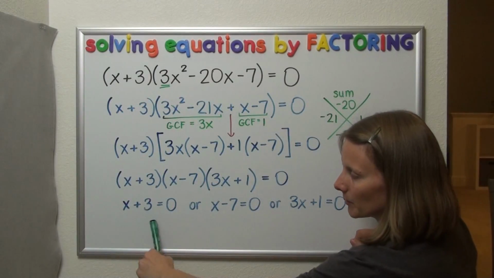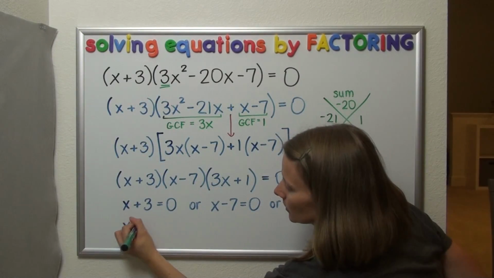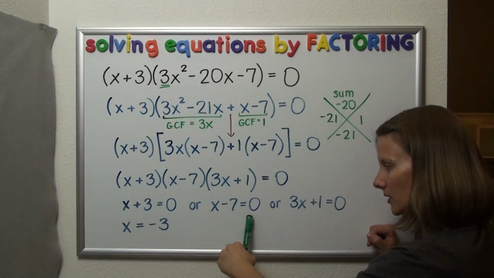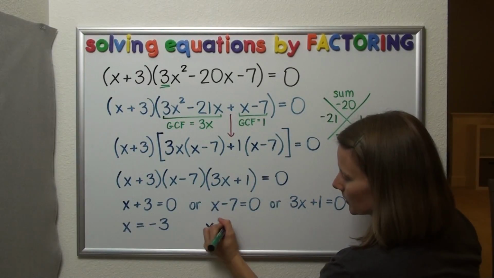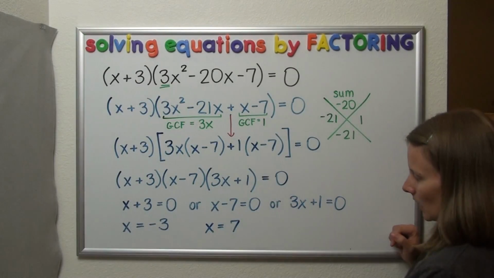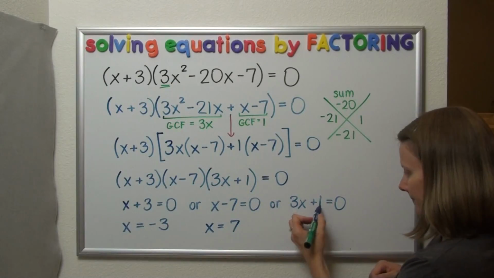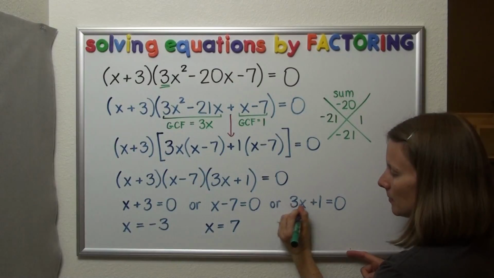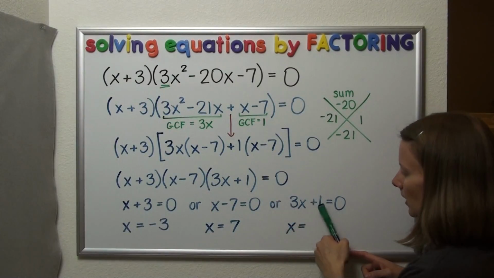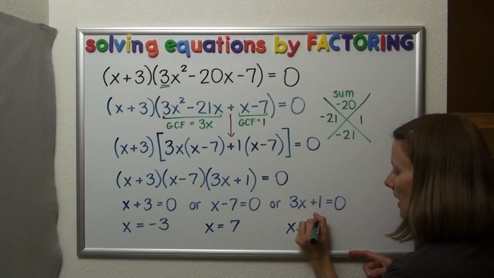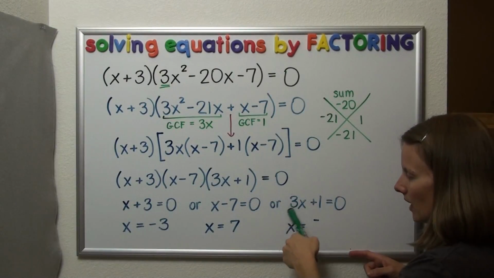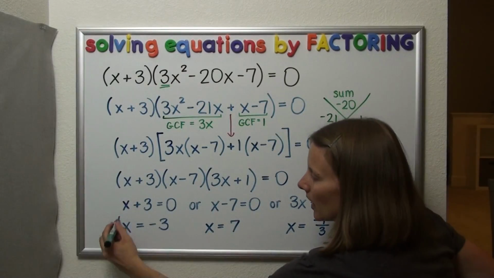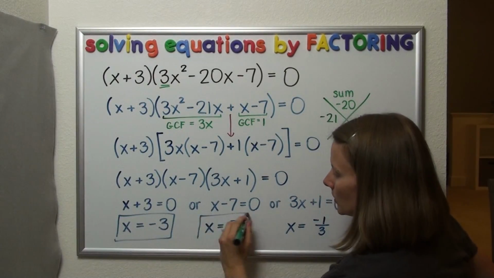So in this first equation, I'm going to move the 3 to the right. That gives me a solution of x equals negative 3. For the second piece, I move the 7 over to the right. That gives me an x equals positive 7. And for the last one, I've got a couple steps. I'm going to move the 1. That'll get me a negative 1 on the right, but then I'll divide by that 3. So x equals, again, when the 1 moves, it becomes negative. And 1 divided by that 3, that should give me a negative 1/3.